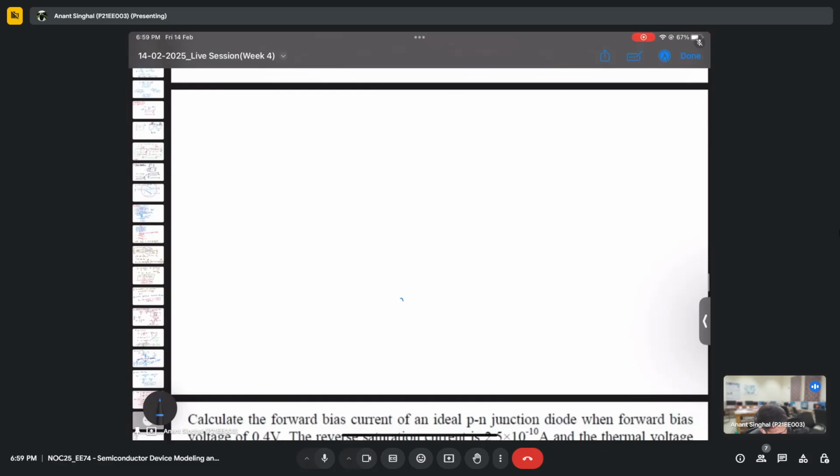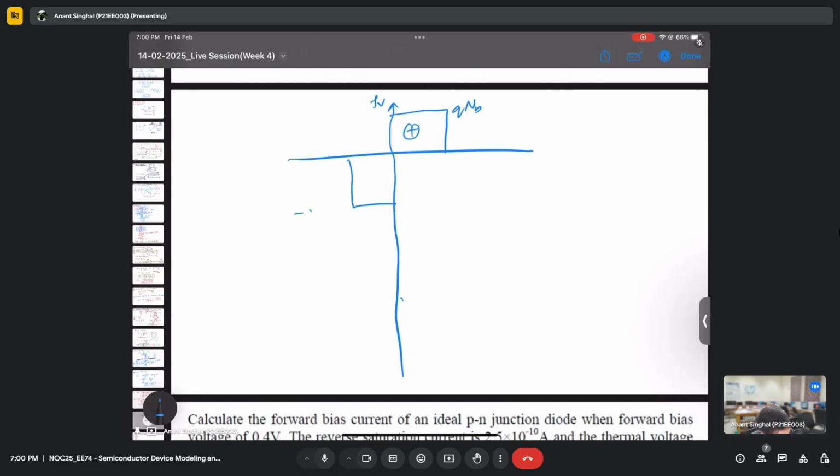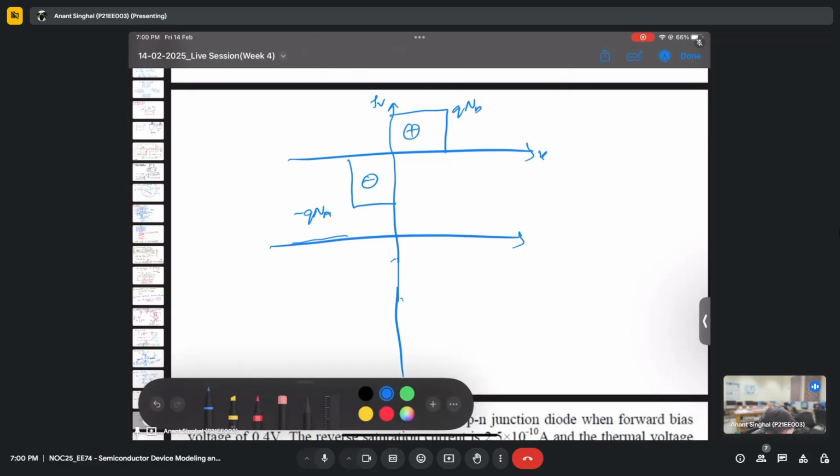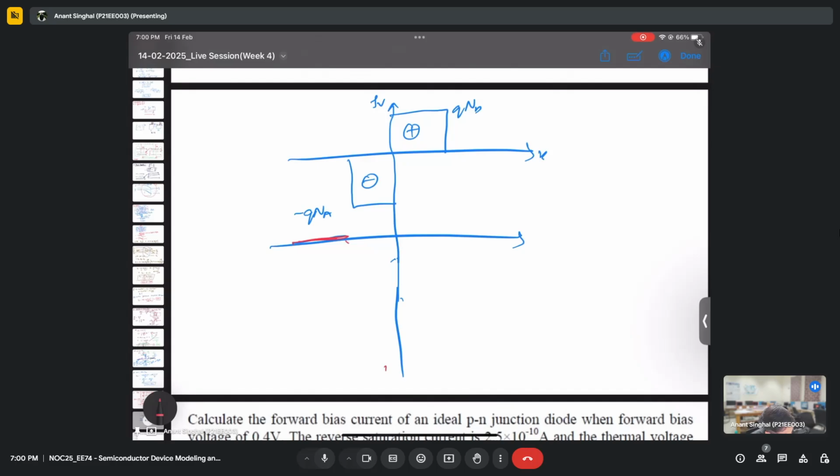So the main intention of telling all this was, we started with this. This is a plot of rho v, which was some q Nd on the n side and some minus q Na on the p side. We integrated it once. We got the electric field profile, which is something like, let me change the color. 0 here, something like this.